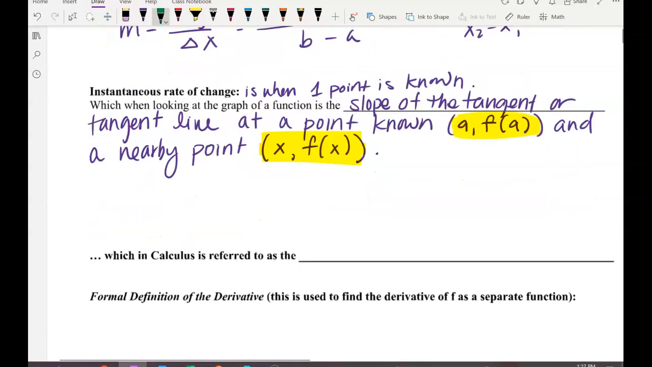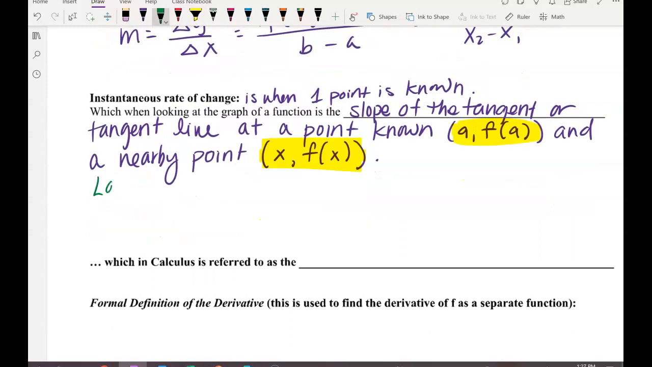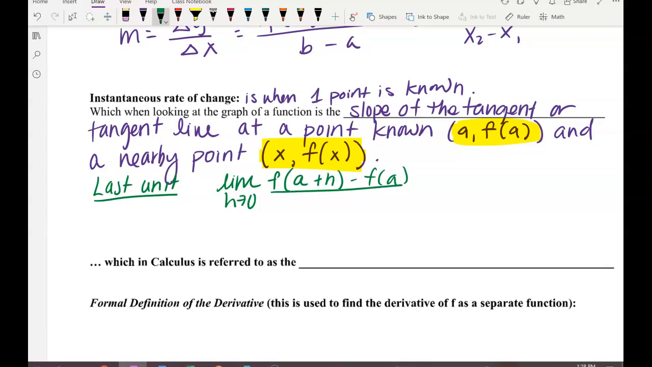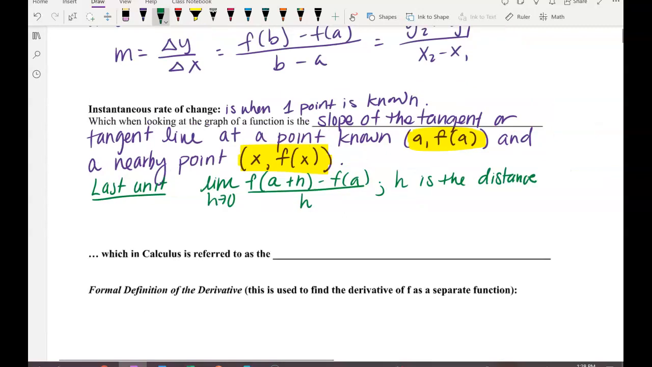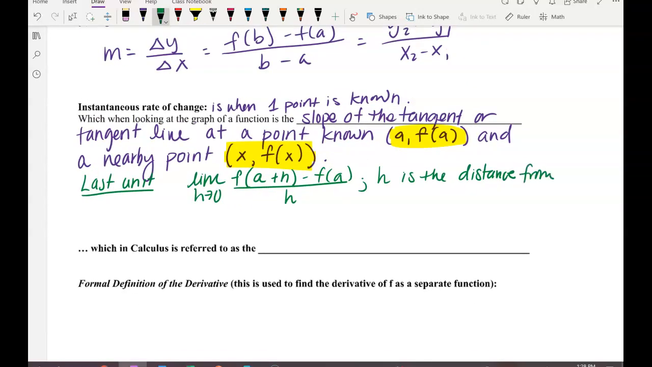Now, last unit, you were given a formula: the limit as h approaches 0 of f of the known point a plus h minus f of a, whatever that Algebra 1 value may be, divided by h, and we talked about h being the distance from a, or to a, however you want to think of it.